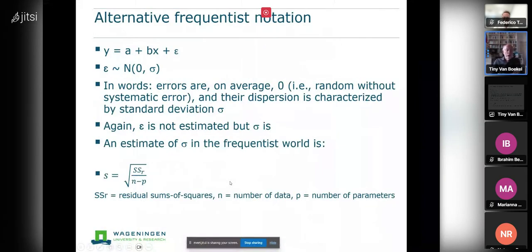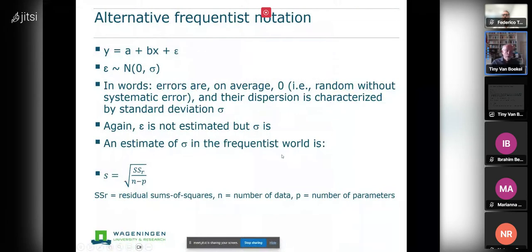If we do frequentist regression, they usually have another notation. They say I have a model, and that model is augmented by assuming that there are errors, usually indicated by the Greek letter epsilon. This epsilon is assumed to be distributed according to a normal distribution with a mean of 0 and a standard deviation of sigma. That means on average, errors should be randomly dispersed, and this dispersion is characterized by a standard deviation sigma. So we are not going to estimate epsilon, we are going to estimate sigma.